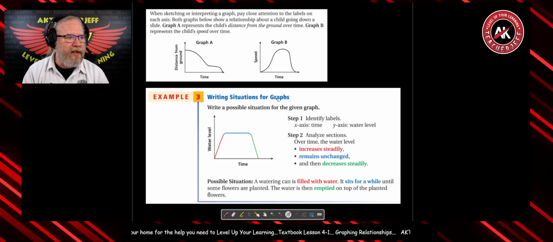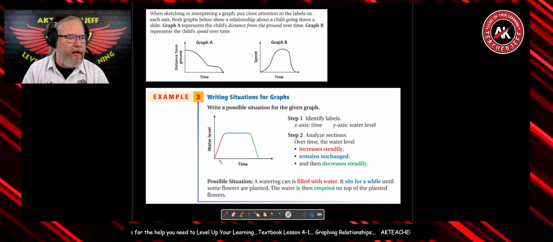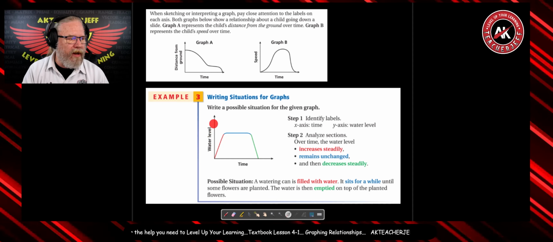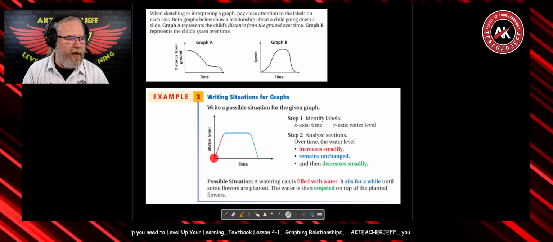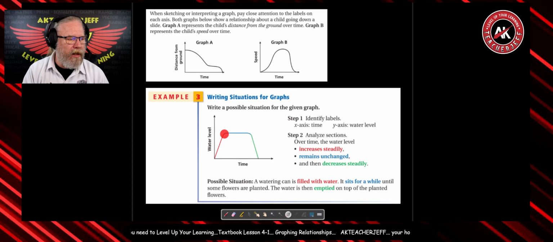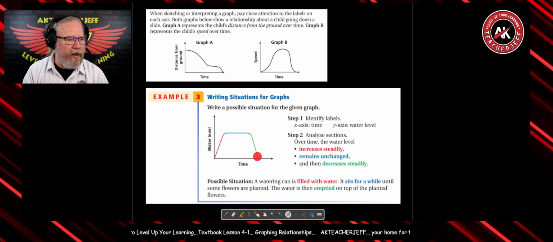Example number 3 is writing situations for graphs. Write a possible situation for the given graph. Here we have time. Here we have water level. At the beginning, the water level is 0 at the beginning of time. It fills up quickly, and then it stays at the same level for a while, and then it empties quickly.